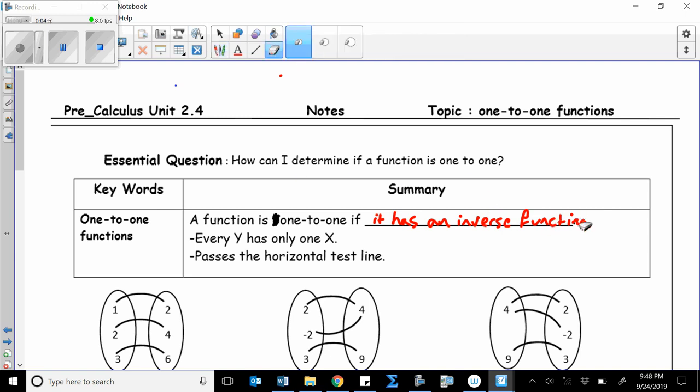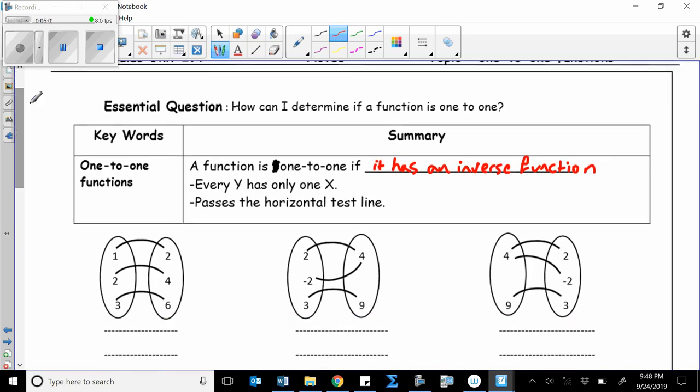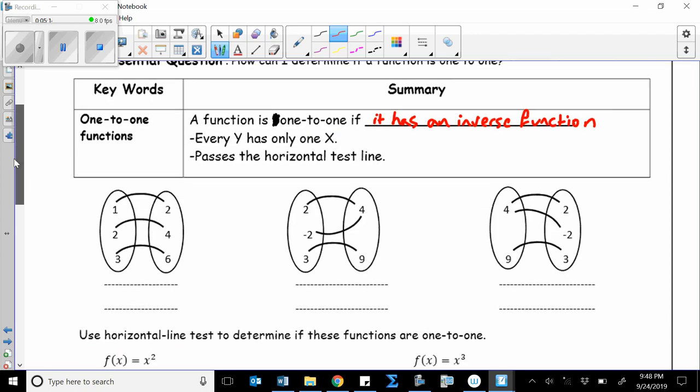Let me correct my spelling. This is function. Okay, now how do I know if a function is one-to-one? If for every y we have only one x, then that function is one-to-one. So let's look at these relations that we have.